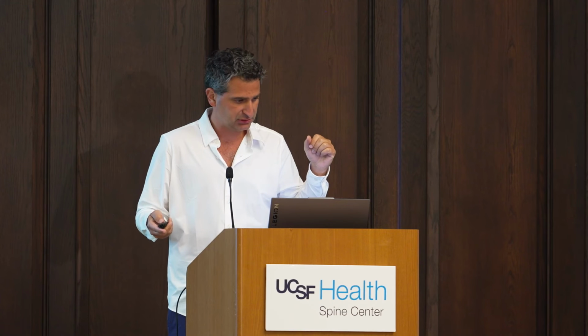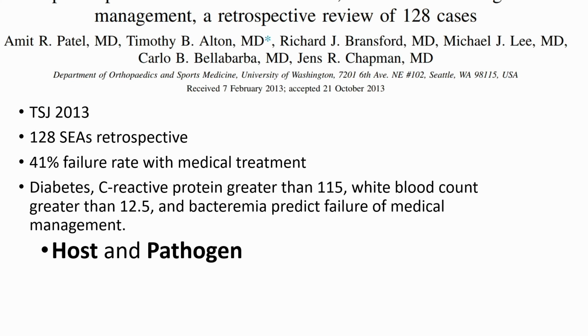So enhancement is key. And size makes a difference because the larger it is, the less likely it's going to enhance through and through, as in an epidural abscess versus phlegmon. This is another study looking at epidural abscesses, 128 cases, with a high failure rate, 41% failure rate in medical treatment for epidural abscess. Big factors go back to the classification of host and pathogen.